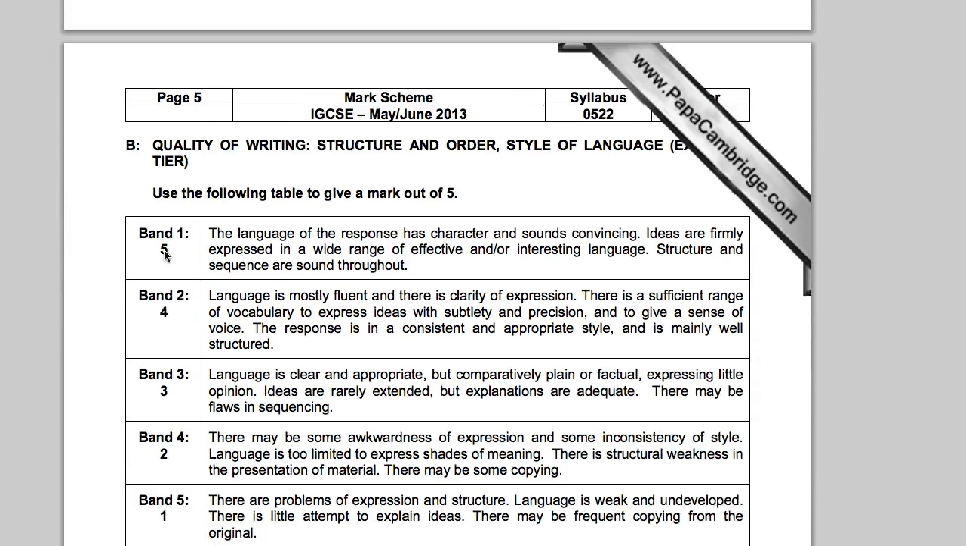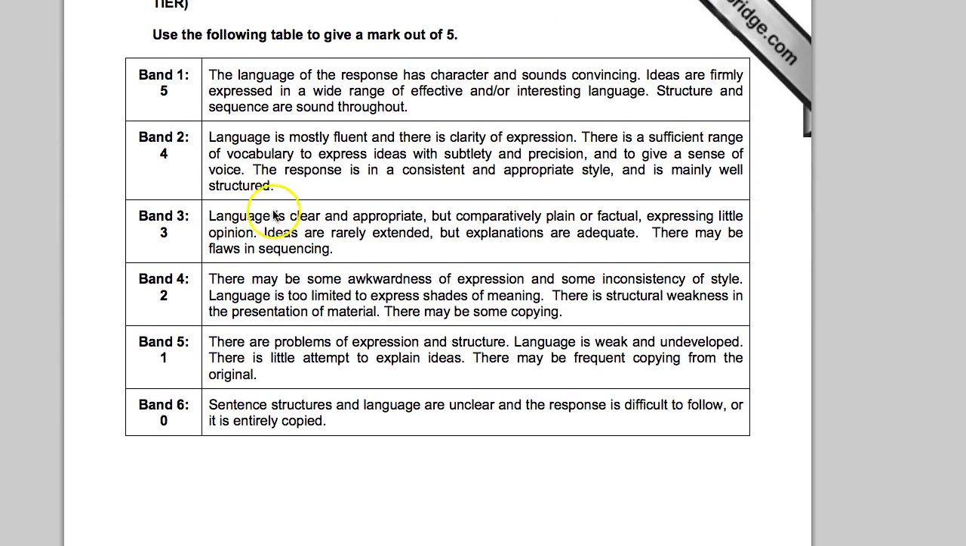Then if we look at the 5 marks for your written style, language was definitely clear and appropriate. Was it comparatively plain or factual, expressing little opinion? No, you had lots of opinion in it, so we're going to go into the band 4. It was definitely clear. There was a range of vocabulary. Was there subtlety and precision?